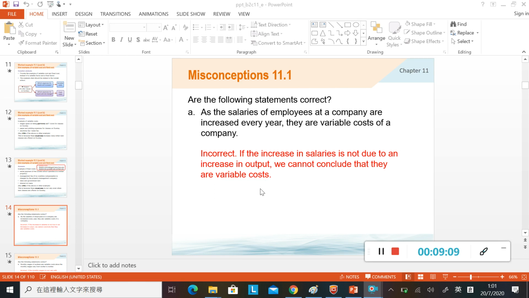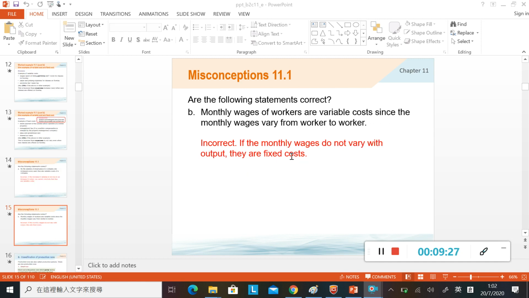cost 嘅。唔係話嗰啲嘢會變就係 variable cost。我哋要睇下究竟佢係咪跟住個 output 變。如果佢會變，佢就係 variable cost；如果佢唔會變，佢就係 fixed cost。所以呢度冇提及過，我哋就唔知道究竟係咪 variable cost。跟住 B 呢個，monthly wage of workers are variable cost since the monthly wage vary from worker to worker. It is also not correct, because similarly we do not know if the monthly wage varies with the output or not.